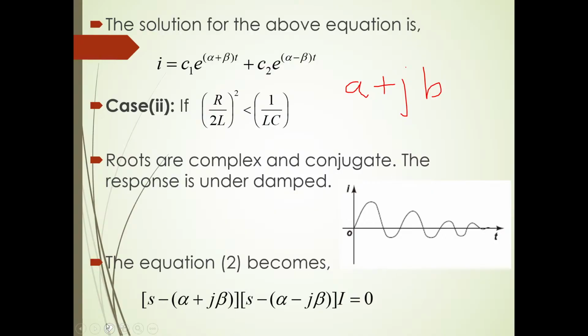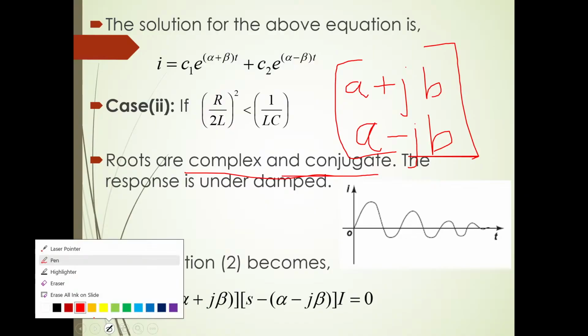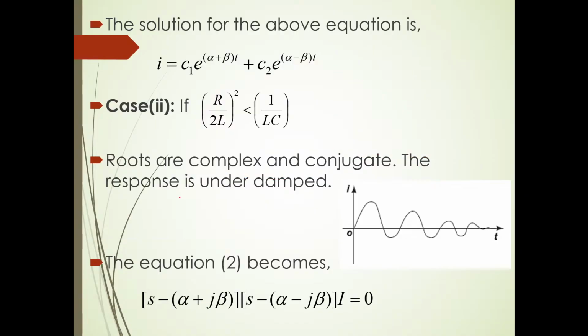So another root will be A minus JB. If the roots are complex conjugate, this is how the roots should be. I have written A here, but you can take any other notation. And the response will be an underdamped response.